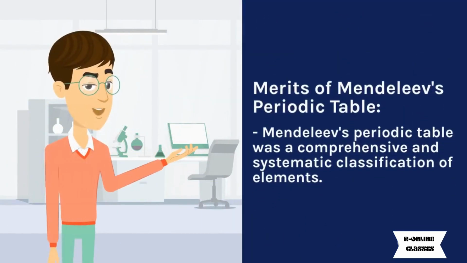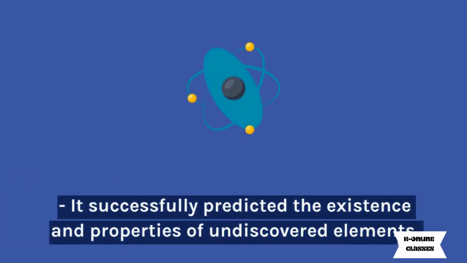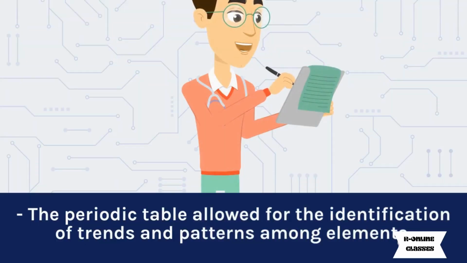Merits of Mendeleev's periodic table. Mendeleev's periodic table was a comprehensive and systematic classification of elements. It successfully predicted the existence and properties of undiscovered elements. The periodic table allowed for the identification of trends and patterns among elements.